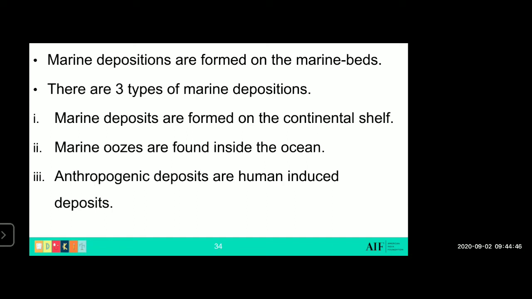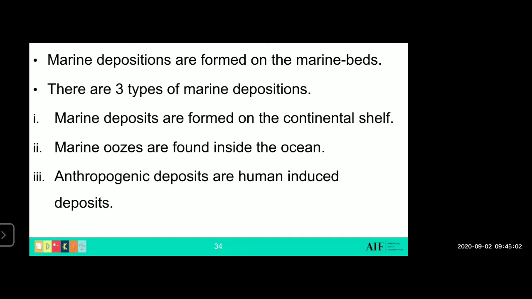So these are the 3 types. One which is formed on the continental shelf. Second one is the marine oases that are found inside the ocean. These are the deep sediments which are found inside the ocean, that are called marine oases.